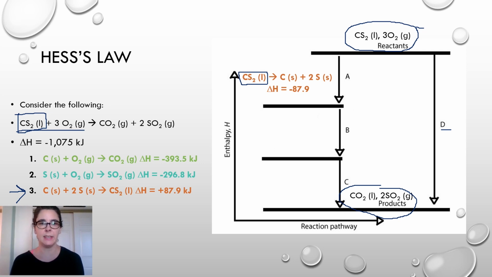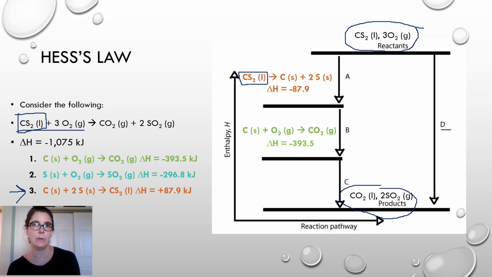Then B and C. Now that we have broken things up, we have carbon element and sulfur, and we have our oxygen that we started with, we can start combining things together to make products. So let's take a look. Step B could be, for example, the carbon produced in step A combining with 1 of our moles of oxygen gas, an original reactant, to yield carbon dioxide. The enthalpy associated with that is negative 393.5, and that is given as reaction 1 up here.